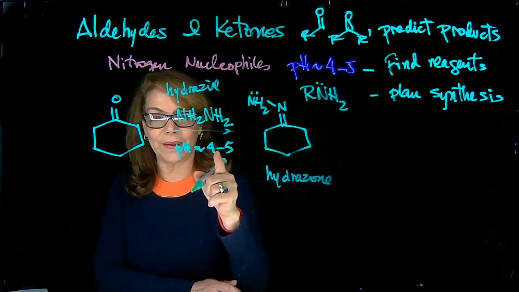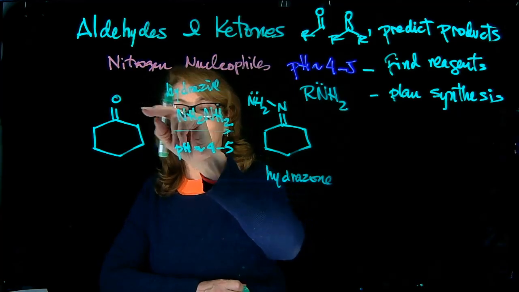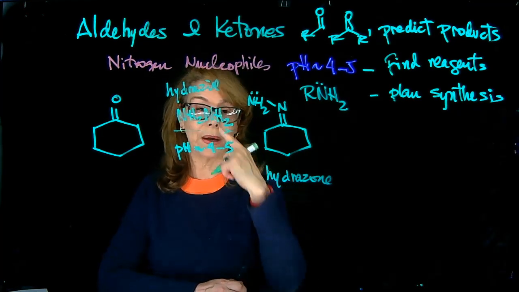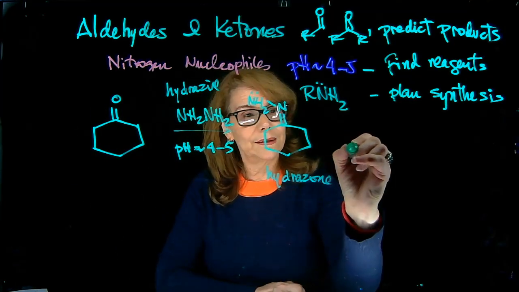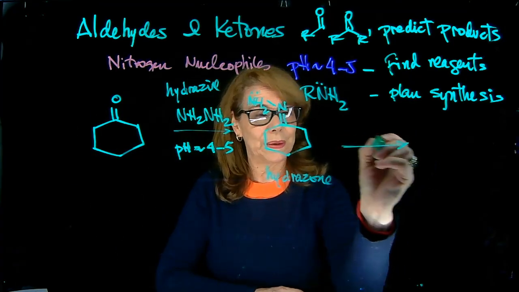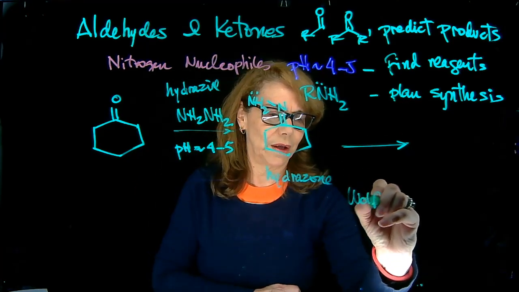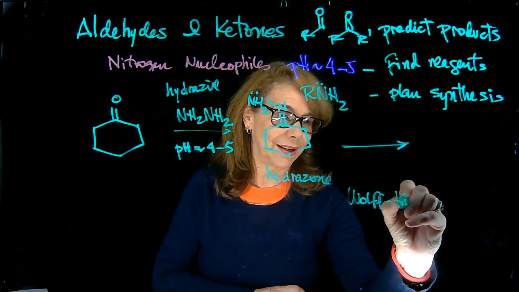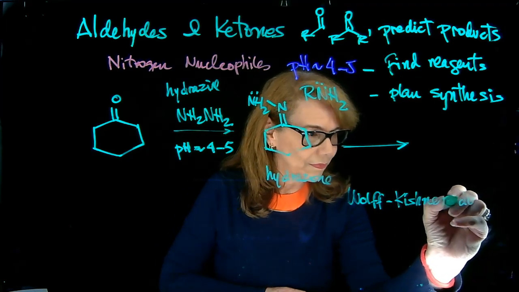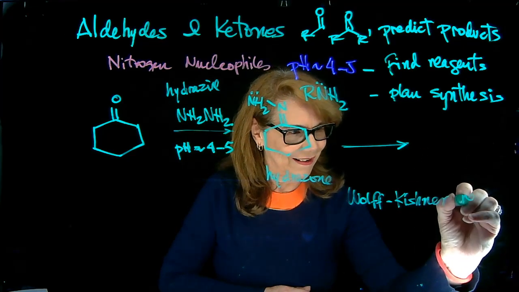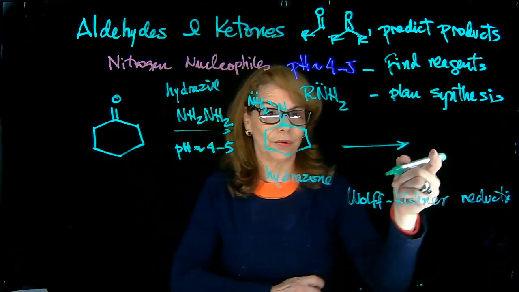What is interesting about that compound when we make it is that we can reduce altogether the carbonyl group to the corresponding alkane. In other words, we can eliminate that. This reaction, I'm not going to draw the mechanism, but this is called the Wolff-Kishner reduction. Again, it will reduce this to the corresponding alkane.